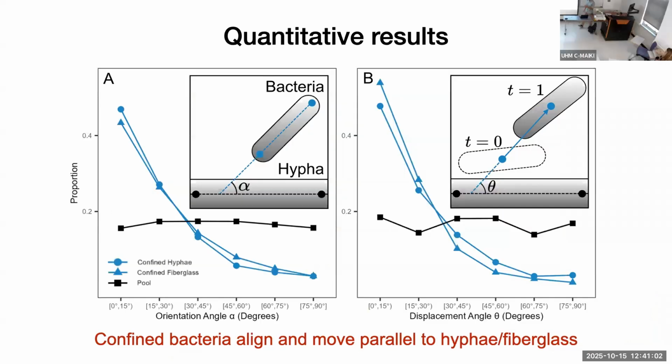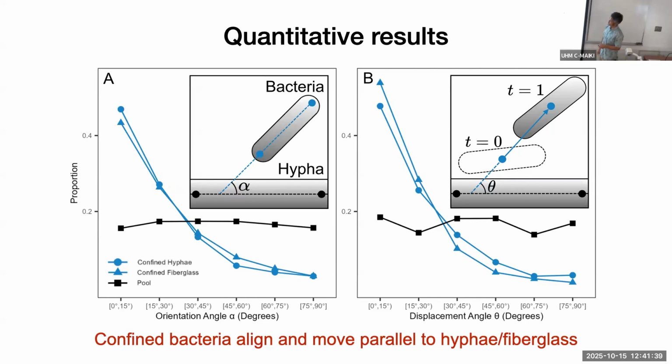So to quantify this, we looked at the orientation of the bacterial cells. The cells are elongated, so we were able to track the endpoints and connect them with a line. I'm calling the angle that this line makes with the direction of the hypha angle alpha, and that's shown here. We binned them into these 6 ranges. A small angle alpha means bacteria are almost parallel to the hypha. If it's close to 90 degrees, the cells are oriented perpendicular to the hypha.